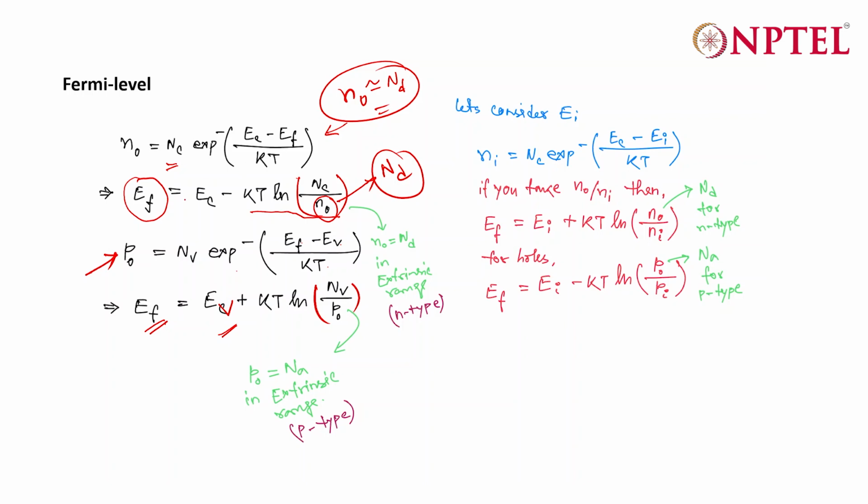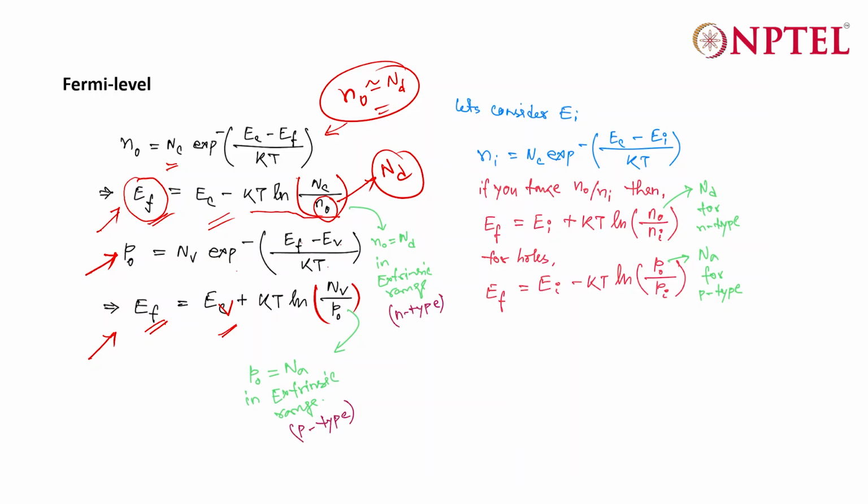So from these two expressions, it is quite evident that if you have an n-type semiconductor, the Fermi level will be closer to Ec, because this N0 value will be higher. Once this value is higher, the Fermi level will be closer to Ec. That is what we have seen. Now the Fermi level goes close to Ec. Similarly, in case of a p-type semiconductor, you will find a similar effect. The Fermi level will be closer to Ev, isn't it?